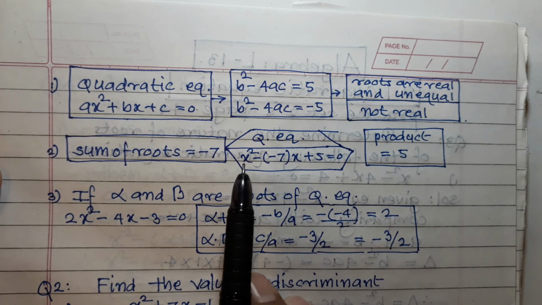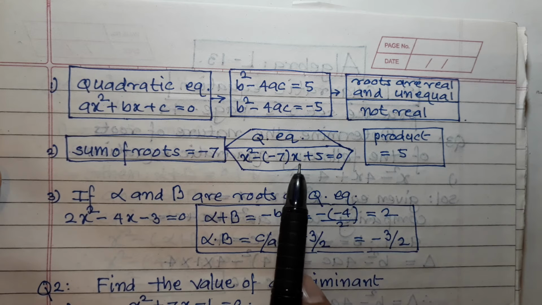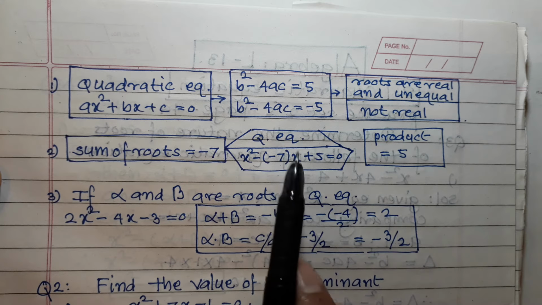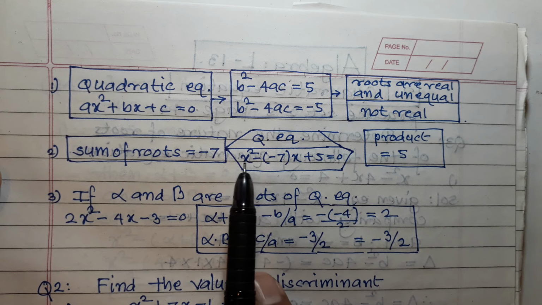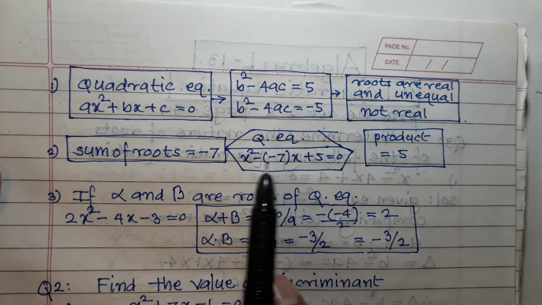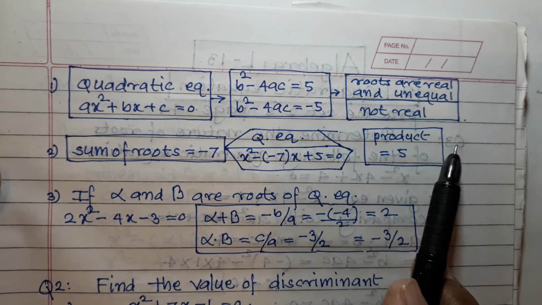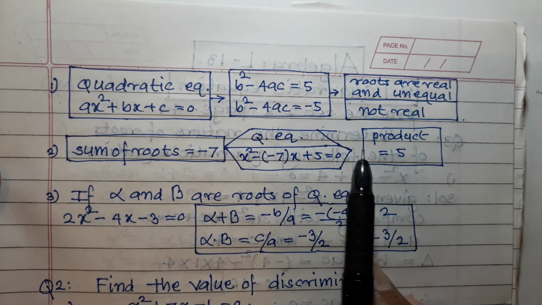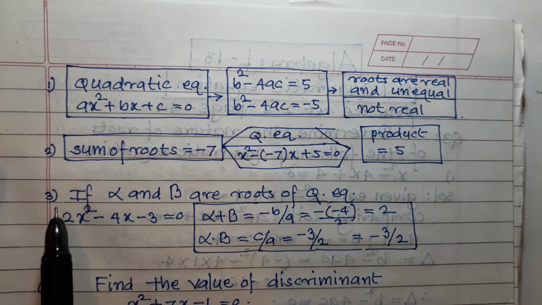Then second activity: sum of roots is equal to minus 7 given, and therefore the quadratic equation is x square minus (minus 7) x plus 5. If you compare this with the standard form of quadratic equation, then a is equal to 1, b is equal to 7, and c is equal to 5, and the product is alpha into beta is equal to c upon a, and therefore the product is equal to 5 upon 1, which is equal to 5. Okay.